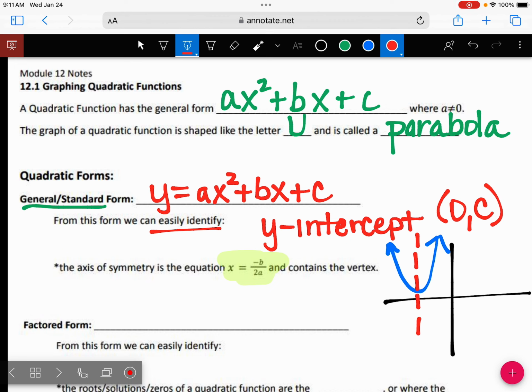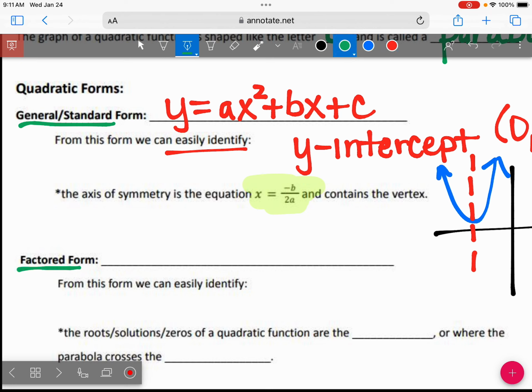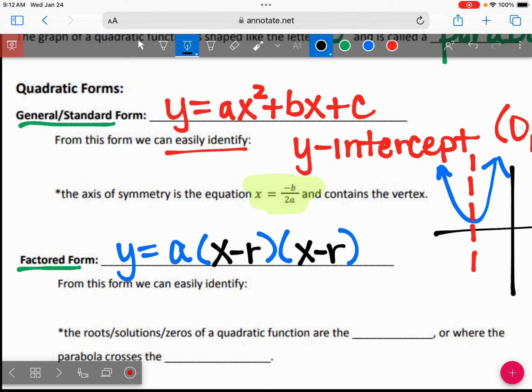The second form is factored form. And that's why we spent so much time in the last unit reviewing how to factor. Factored form is y equals, and then you have an a, and that's where you break it down into your 2 parentheses. So if you have a GCF, that would go here. And then inside of your parentheses, you have x minus r, x minus r. Now this format is important because it will help you find your x-intercepts.